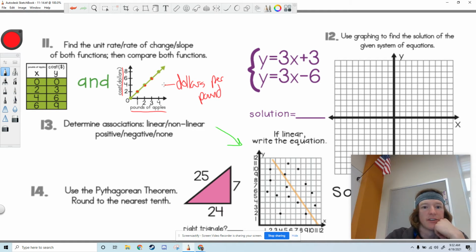Okay, so you'll have a number. How many dollars is each pound? Over here on the left one, you're going to get a unit rate for that one as well. How many dollars per pound is it?